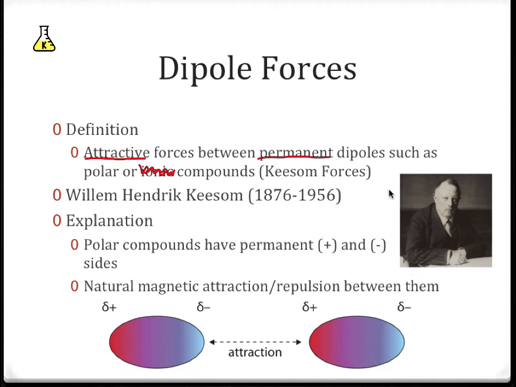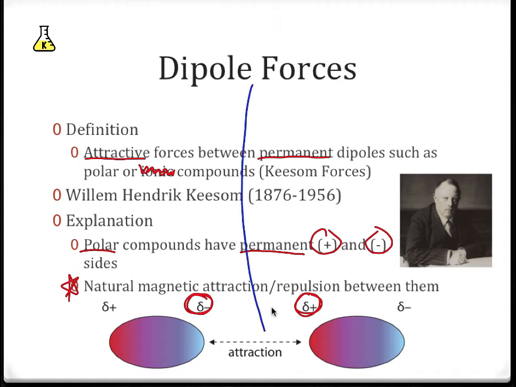These are compounds that are polar, meaning they have permanent positive and negative sides. Those permanent positive and negative sides cause a natural magnetic attraction between them. The negative side of one polar compound is going to be attracted to the positive side of the other polar compound, and that attraction force is exactly what our dipole force actually is. It's the magnetic pull between the permanent positive and negative sides of polar substances.